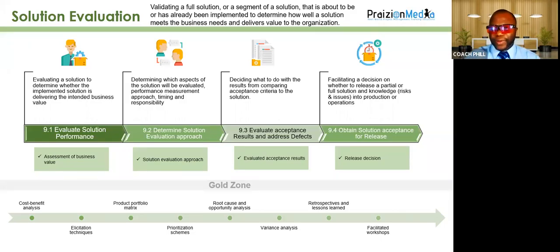And that, my friends, concludes our review of this area of business analysis, which is the solution evaluation. Remember, it's validating a full solution or a segment of a solution, and all of these tools and techniques and others can be used here. Again, open up your business analysis practice guide. You'll find some additional tools and techniques I didn't cover, but might tickle your fancy.